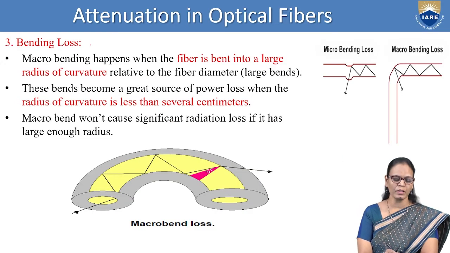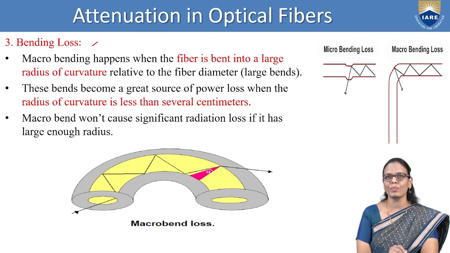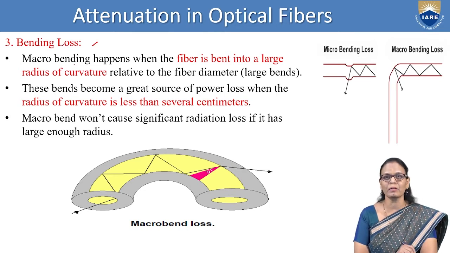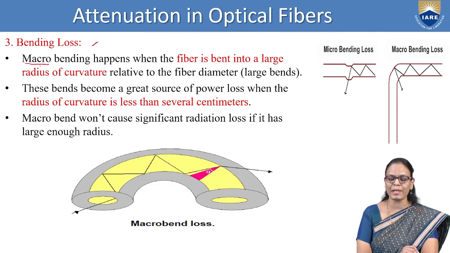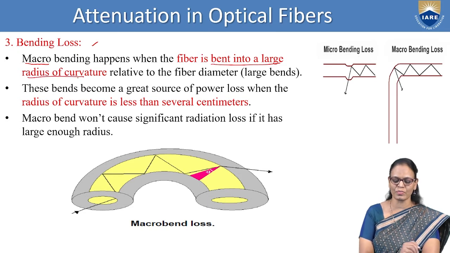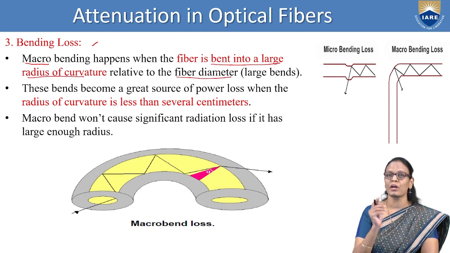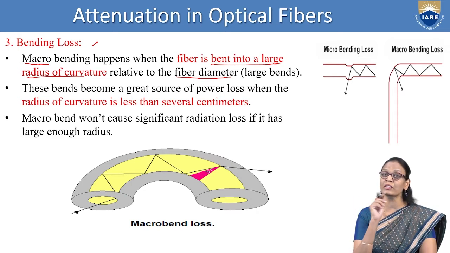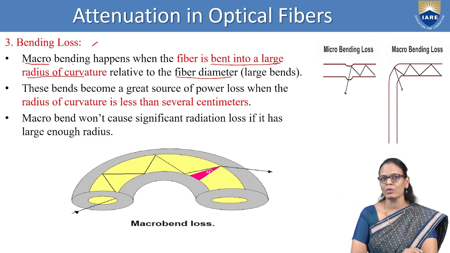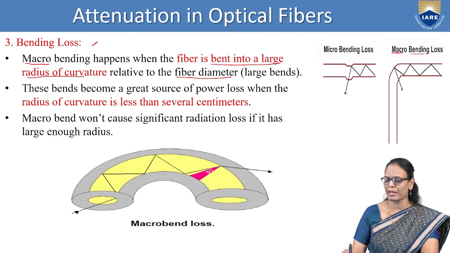Now the third one here is the bending losses. In bending losses we have two types, macro bending and micro bending. Macro bending happens when the fiber is bent into a large radius of curvature relative to the diameter of the fiber. When we compare the diameter of the fiber with the radius of curvature in which it is bent, if it is very large, we call it macro bending. If you see here, this is the macro bending loss. This is the optical fiber we are taking, this is the diameter, and you can see the radius of curvature. If it is bent in a large radius of curvature, we have these macro bending losses.